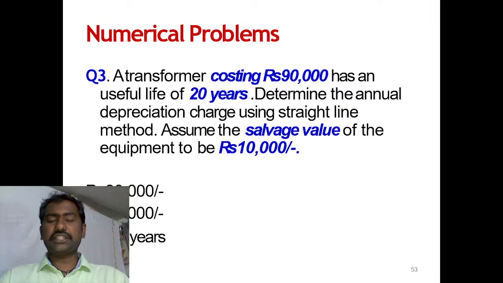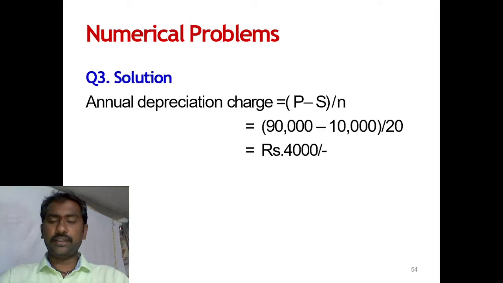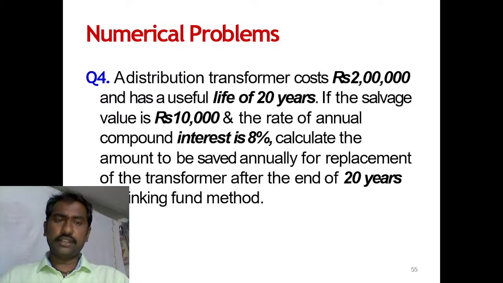Assume that the salvage value of the equipment to be 10,000. So initial cost is given 90,000 and the salvage value is given 10,000, and the useful life is 20 years. So simple formula (P minus S) by N. So (90,000 minus 10,000) by 20, we will get 4,000. This is the annual depreciation charge.